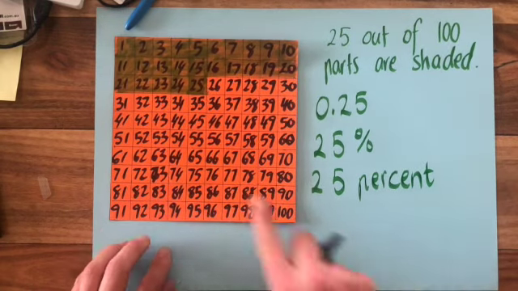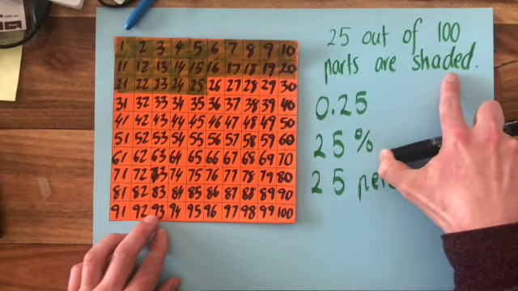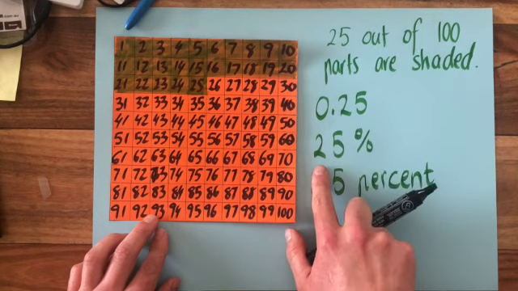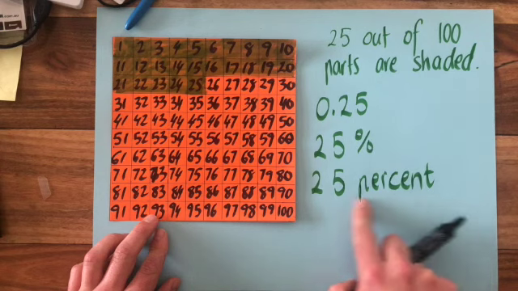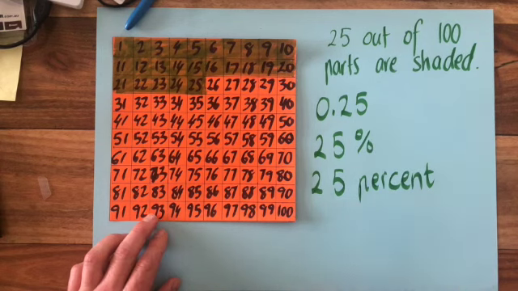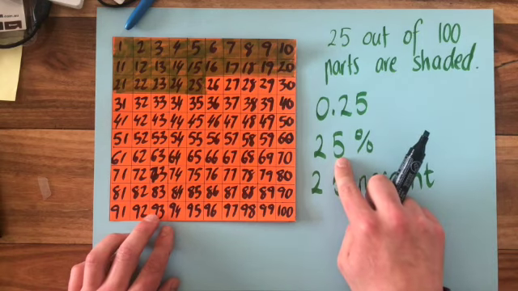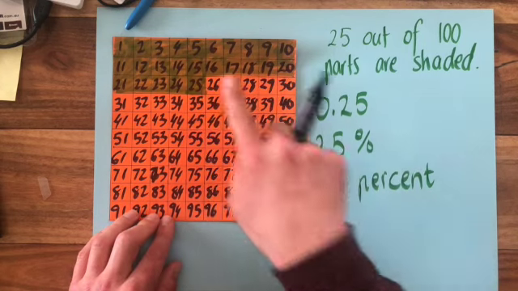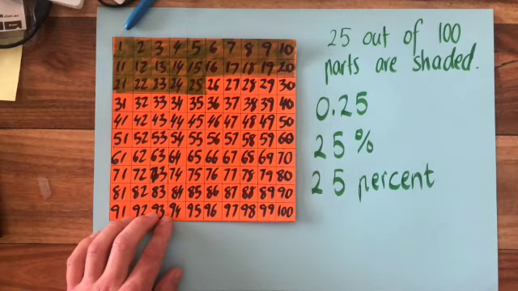Each of these terms is linked to this diagram. 25 out of 100 parts are shaded. 25 in decimal form, 25 hundredths. 25% are the same. And 25 percent in the worded form. Now we know that 25 hundredths and 25% are the same because our definition of percent is for each 100. So 25 parts for each 100. Since there is 100, 25 are shaded in.